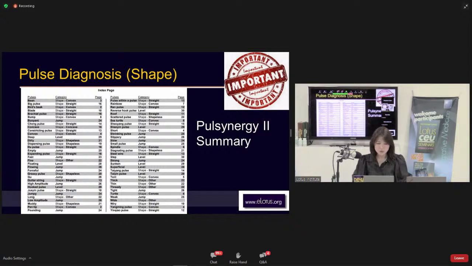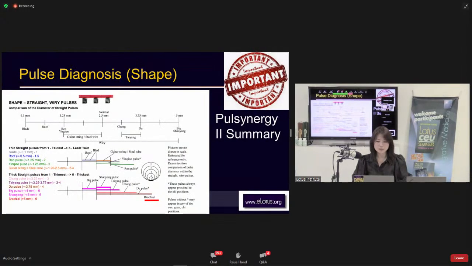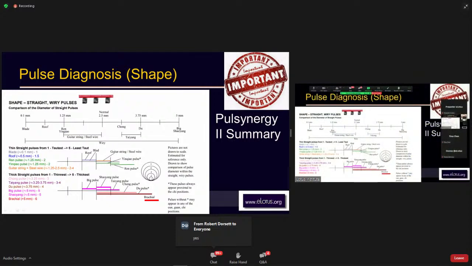Next page. Lots of pulses. Yes. Okay. Can you guys see this? Do I need to zoom out? You can see this pretty well, right? So let me go over this with you. Took a long time to produce this chart. So now, if you look at the shape, straight, wiry pulses, the comparison of the diameter of the straight pulses.